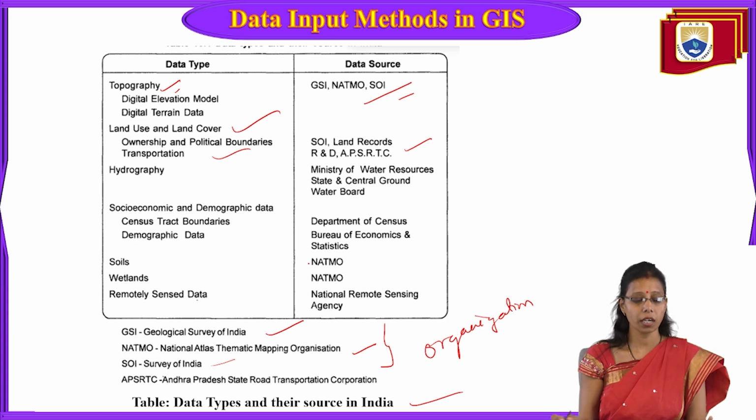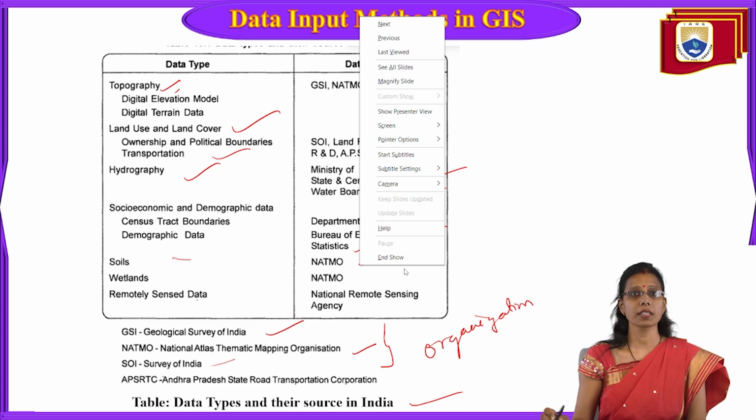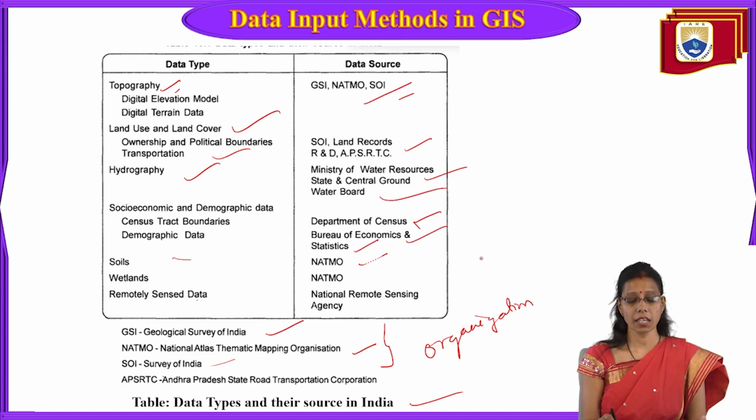Now, hydrography. Hydrography is information you can get through the Ministry of Water Resources, State and Central Ground Water Board, and socioeconomic and demographic data, census, tract boundaries, demographic data. All this information you can get from the Department of Census, Bureau of Economics and Statistics. Soil information you can get from NATMO. So what is NATMO here? NATMO is National Atlas Thematic Mapping Organization.